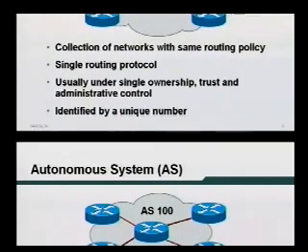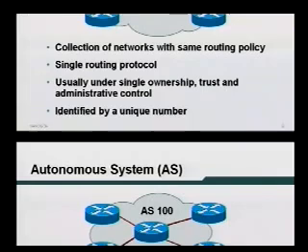So the autonomous system is a collection of networks with the same routing policy. Generally, an ISP who is running BGP will be running it within an autonomous system. You generally find that one autonomous system is equivalent to one ISP network. You may find that some ISPs will split the networks into different autonomous systems. Within that autonomous system, you have a single routing protocol. There's usually single ownership, single trust, single administrative control within this autonomous system.